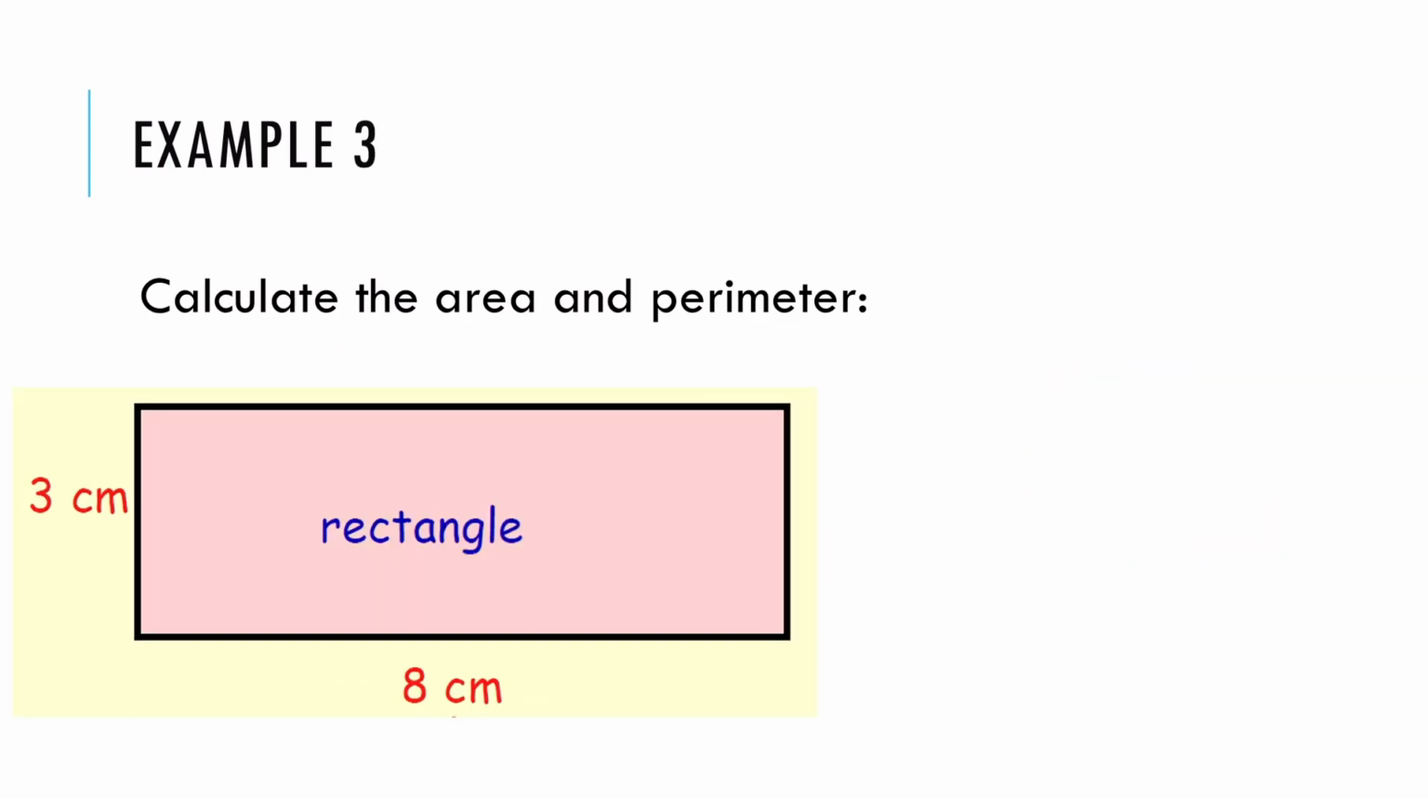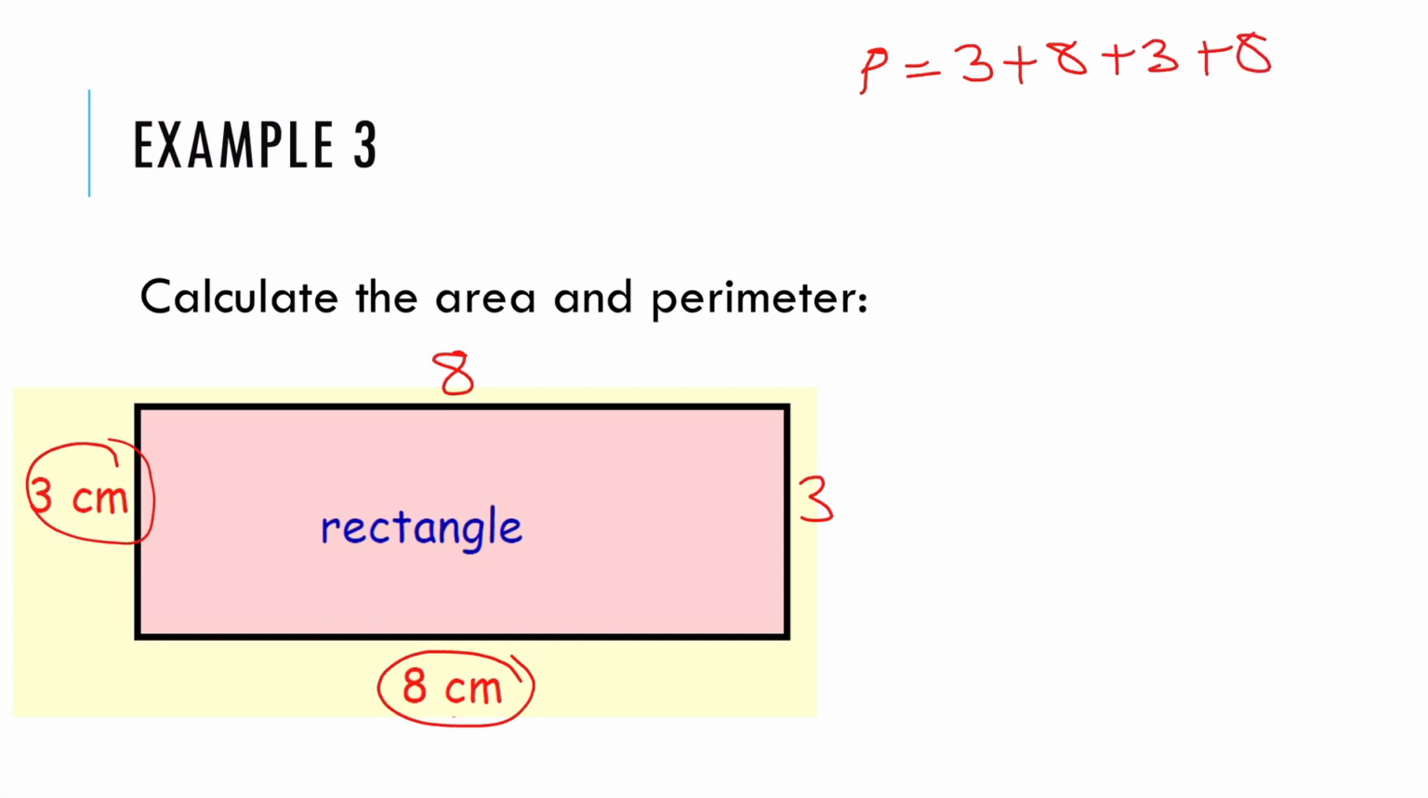Okay, example 3. Calculate the area and perimeter. So let's start with the perimeter. What we know about rectangles is we know that they have opposite sides of the same length. So if it's 8 here, it's going to be 8 here too. And if it's 3 here, it's going to be 3 here too. So to calculate the perimeter, I can do 3 plus 8 plus 3 plus 8, which equals 22 centimetres. You could also multiply the 8 by 2, the 3 by 2 and add them together.